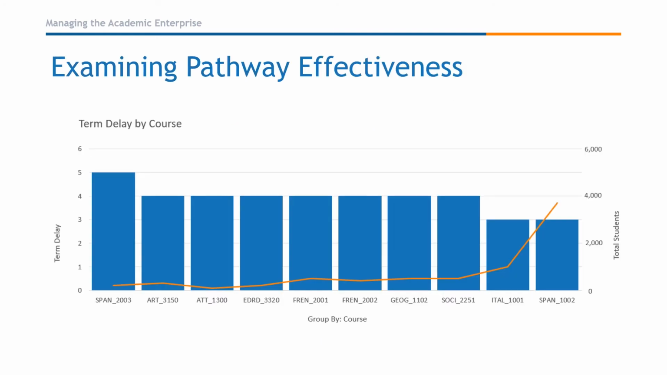This is another slide that looks at pathway effectiveness. In this example, we are looking at the average term delay for a course in comparison to the number of students who have the course as a requirement. On the left side of the screen, you can see that Spanish 2003 is often delayed by 5 terms, but a small percentage of students need that course. On the far right, you can see that Spanish 1002 is delayed by 3 terms, but almost 4,000 students need to take the course. This institution should consider how the term delay for Spanish 1002 is impacting students overall, but it especially impacts students who need to continue into Spanish 2003.